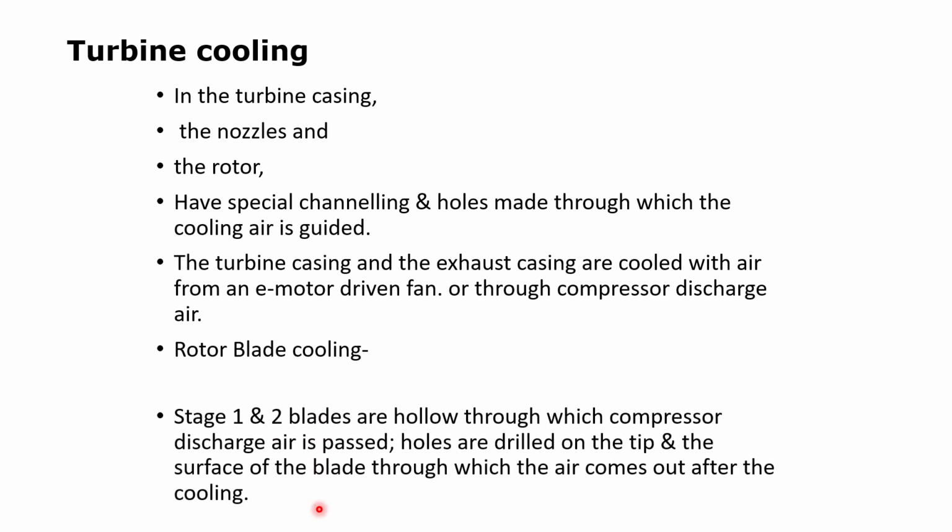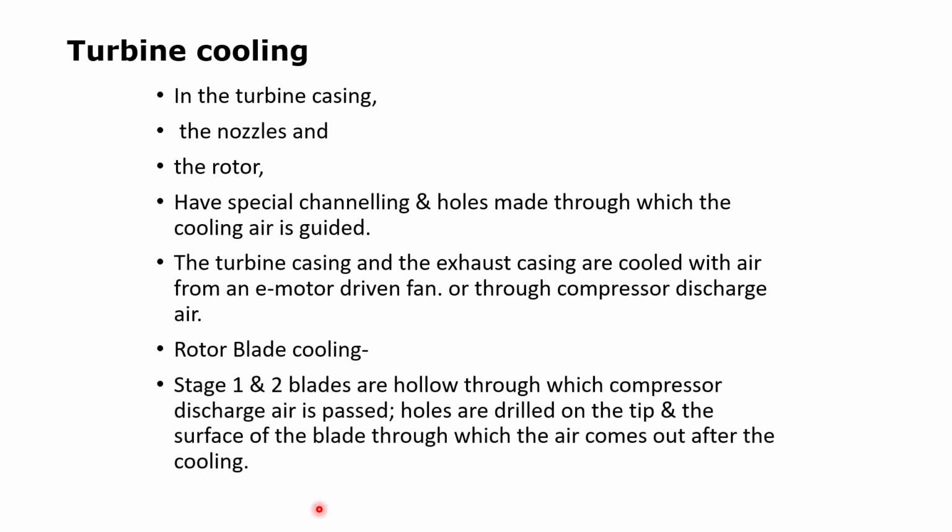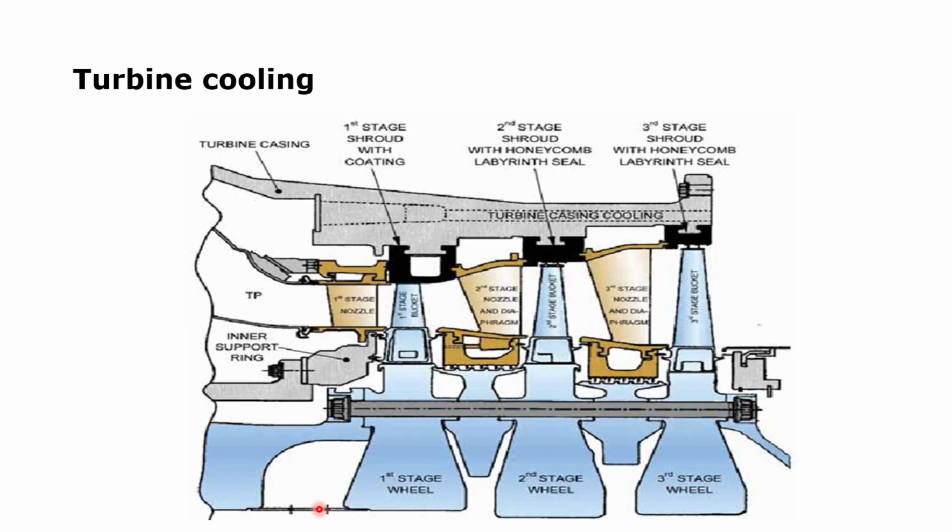Rotor blades cooling. First and second stage blades are hollow, through which the compressed air discharge is passing. Holes are drilled on the tip and the surface of the blade through which the air comes out after the cooling, as we have seen in the previous drawing. Now let us see one more drawing on turbine cooling showing all the stages.